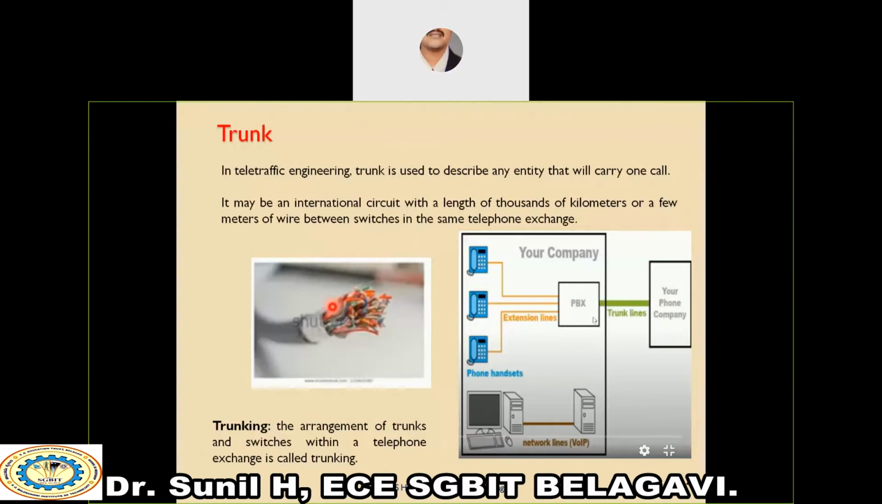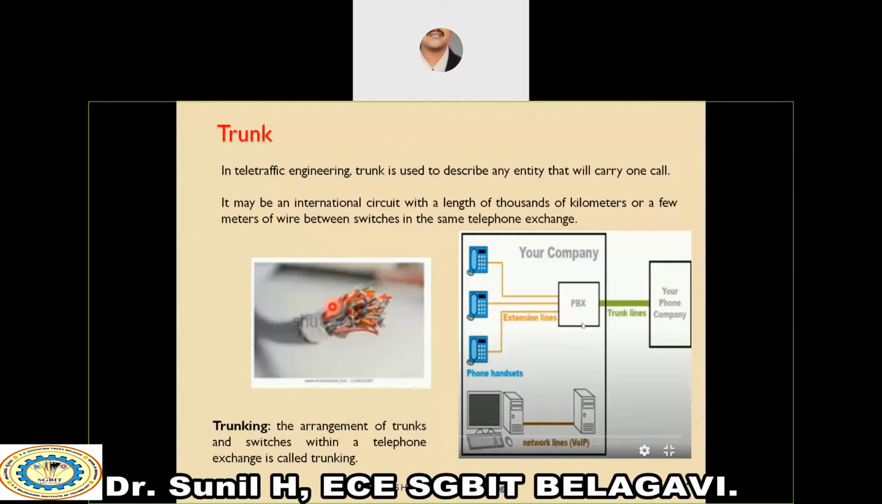That all depends upon the length, whether they are communicating over several thousands of kilometers, or it might be in terms of meters. For example, if it is an international call, then I am going to speak in terms of thousands of kilometers of length. If it is a trunk for a local call, then only a few meters is required in the exchange or in the same telephone exchange. That is the meaning of this particular trunk.